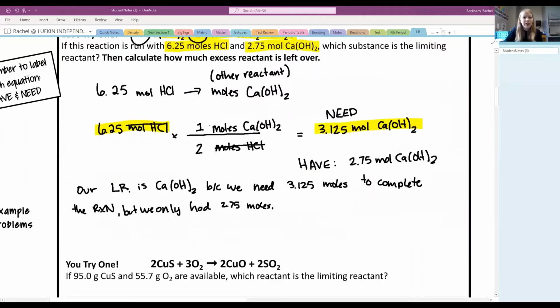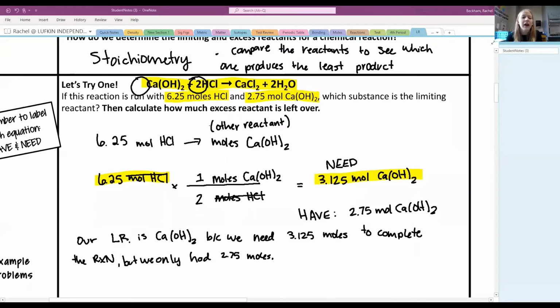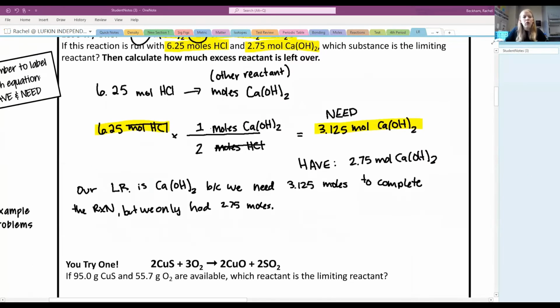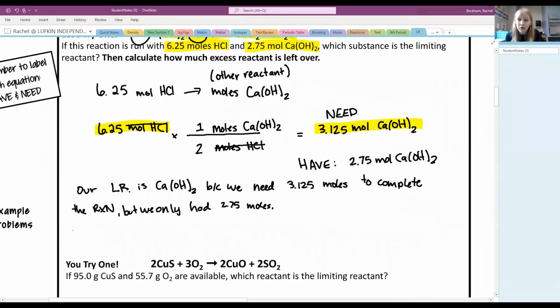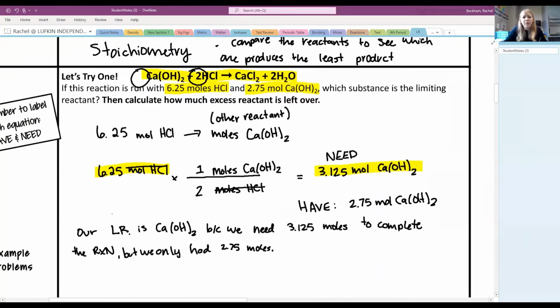All right, now we need to answer the second question. Calculate how much excess reactant is left over. Okay. Well, we need to figure out how much is going to be consumed, okay? Because HCl is going to have some leftover amount, but it's asking how much, okay? So we're going to use the limiting reactant for this part. So when you are figuring out how much excess, you're going to use the limiting reactant.